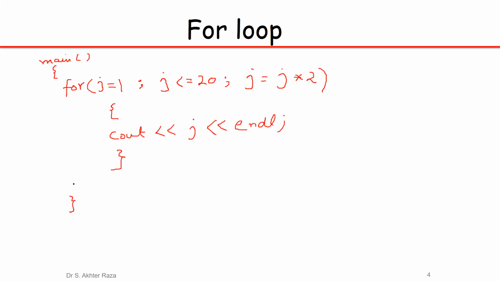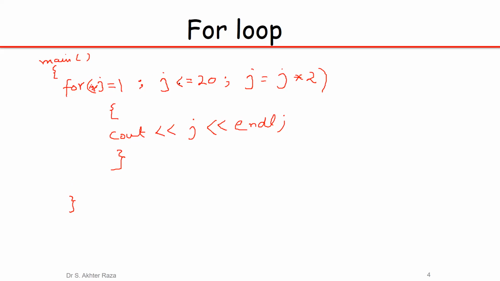Whether return 0 is necessary depends on your compiler. In some compilers, the return 0 is necessary. In some compilers, there is no need of that. So I'm just keeping it simple. So what it does is, initially j becomes 1. You must write int j here, because if I do not declare j, there will be an error. Either you declare it outside the loop or inside the loop.